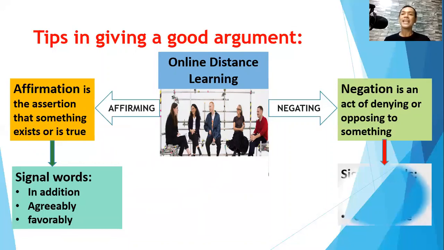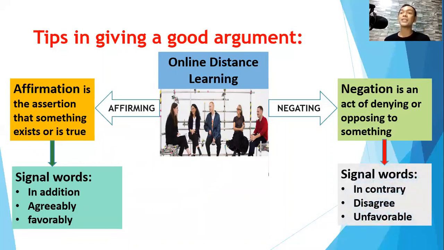And then, of course, on the negating side, there are also some signal words to clearly modify and show your stand as a person or speaker opposing something. These are the common English phrases or words to be used during your negative statement articulations, such as in contrary, I am disagreeable, I am unfavorable. So these signal words will help you to clearly stand your side, to give your side as a speaker.